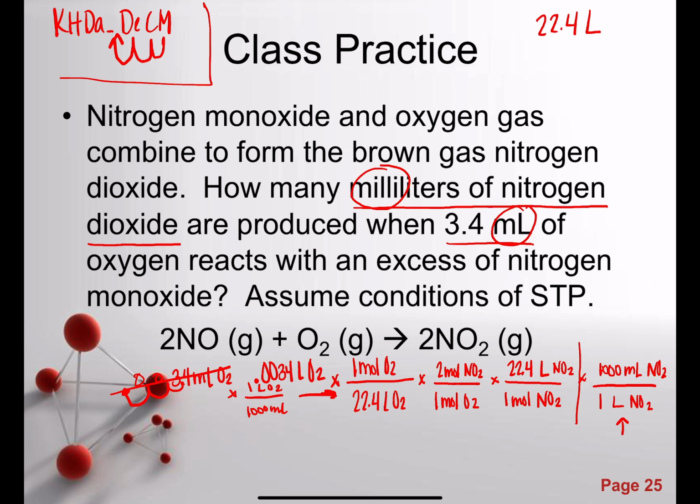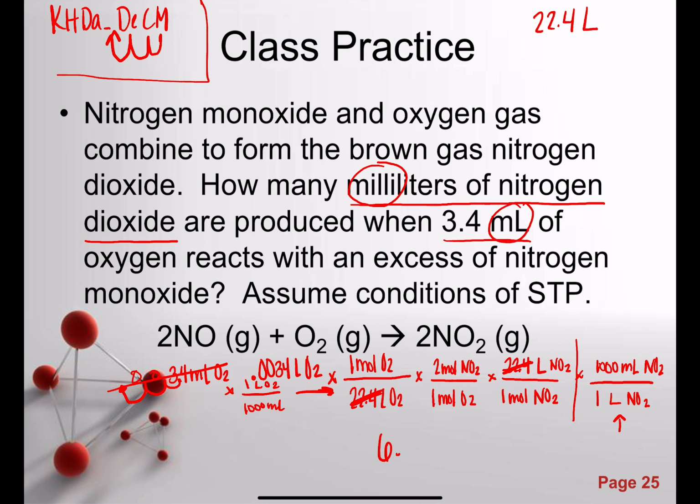So let's go ahead and work this how I have it written. 0.0034. I'm a little messy as to what I've got written at this point. I'm going to cross out these 22.4s because they're the same. So 0.0034 times 2, and then I'm going to multiply by 1,000 also. And what I should get, there's nothing on the bottom for me to divide by, is 6.8 milliliters of NO2.